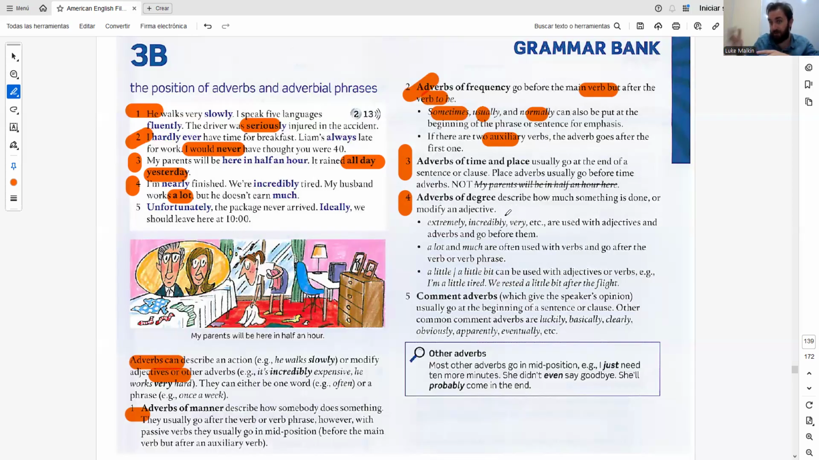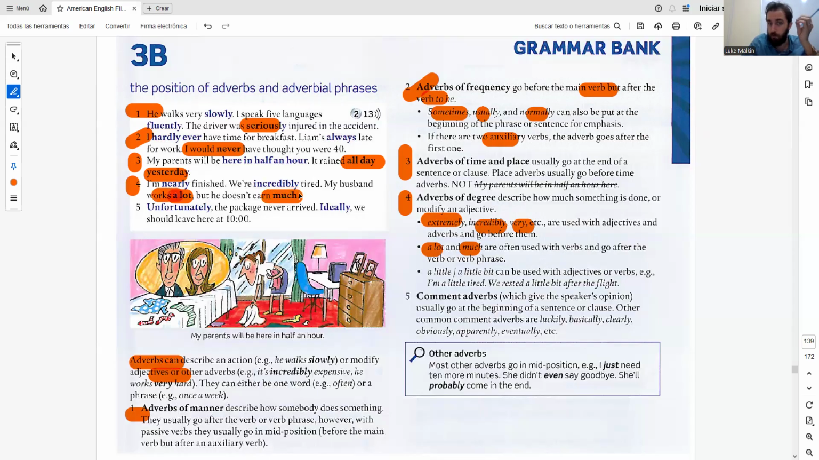So adjectives describe nouns, right? But we can also describe adjectives, and this is what adverbs do. Words like extremely, incredibly, very are used with adjectives and adverbs and go before them. So it's incredibly rare. It's very special. A lot and much are often used with verbs and go after the verb or verb phrase. It rained a lot. He works a lot.